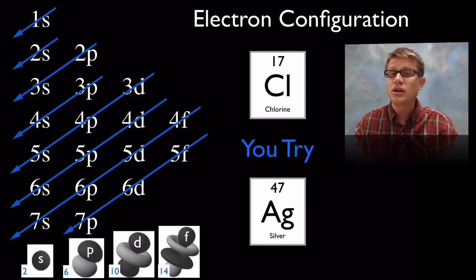And so here's a couple for you to try. Could you try chlorine, which has 17 electrons, or silver, which has 47? I'll put the answers in the video description down below, but give it a try.